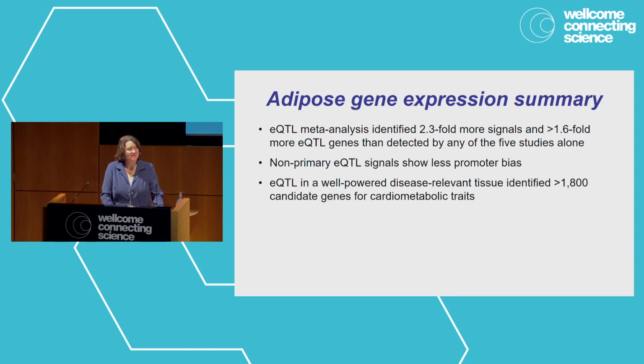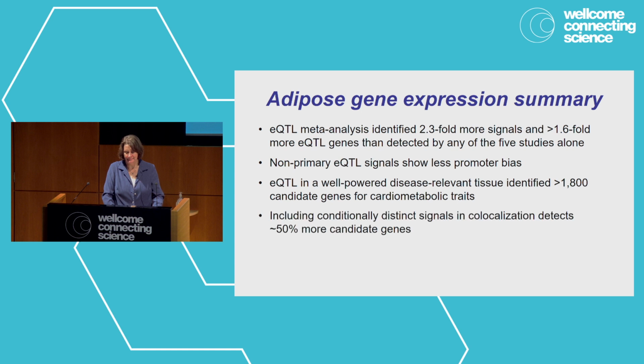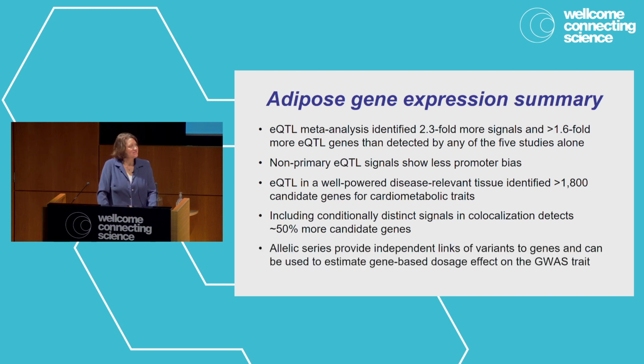And when we compared the eQTLs to the GWAS data, we found more than 1,800 candidate genes for cardiometabolic traits. Including those conditionally distinct signals helped us identify another 50% more genes. So we value this approach to further dissect all of those genetic signals that are influencing the trait. And then when we use the allelic series, the pairs of variants or the triples of variants that are showing independent links of variants to genes, then we can estimate the dosage effect, how much that gene is having an effect on that trait.